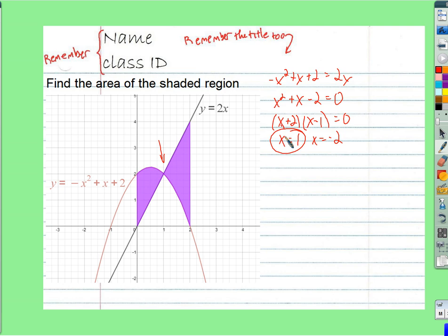So now that we know that, how do we proceed? The integral from 0 to 1 of this guy minus this guy: negative x squared plus x plus 2 minus 2x dx.